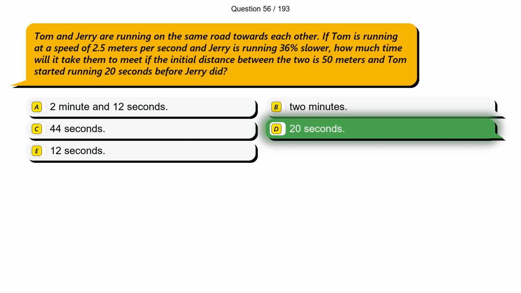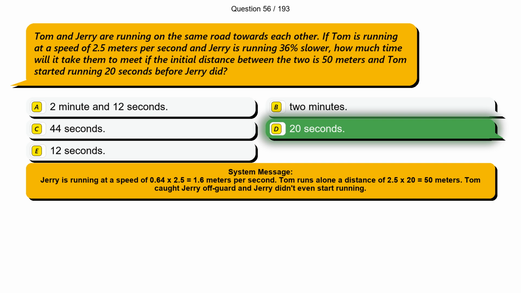The correct answer is option D, 20 seconds. Jerry is running at a speed of 0.64 x 2.5 equals 1.6 meters per second. Tom runs alone a distance of 2.5 x 20 equals 50 meters. Tom caught Jerry off guard and Jerry didn't even start running.